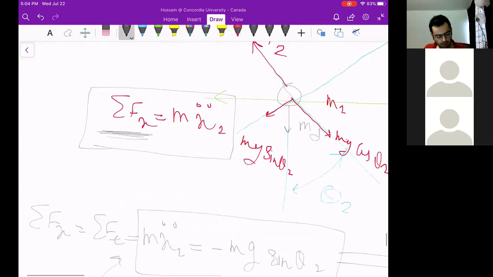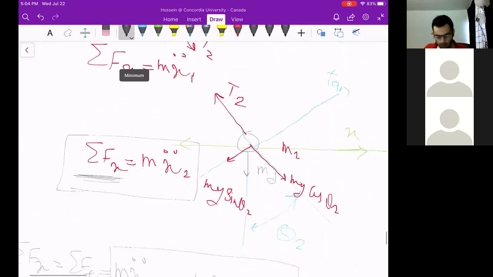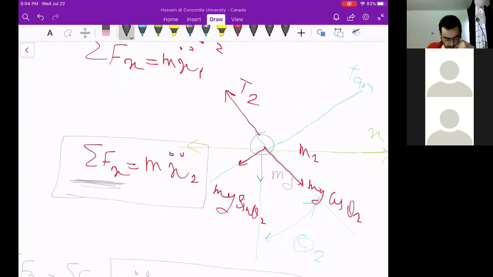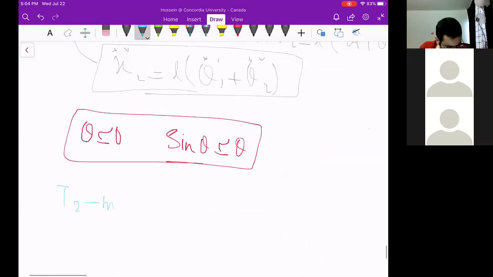Similarly, we could go for mass 1, but for mass 1 we need to obtain T2. If you take a look here, T2 is equal to m2 g cosine theta 2.